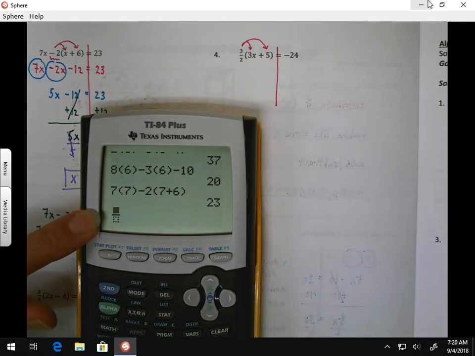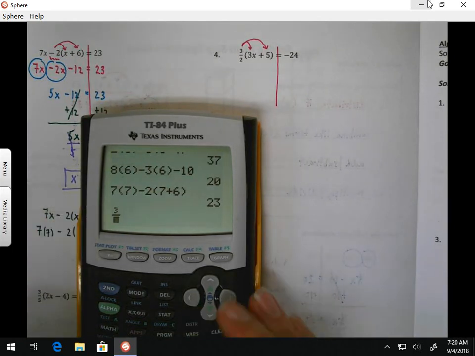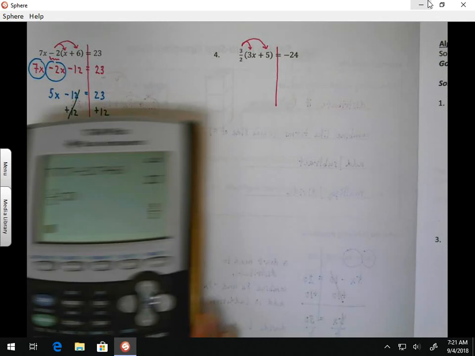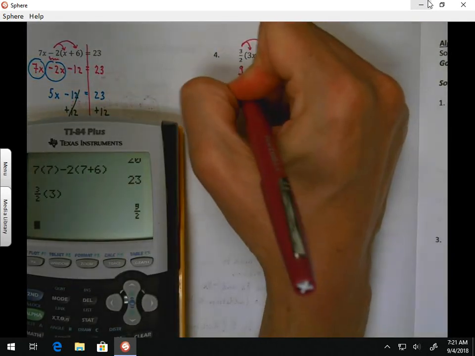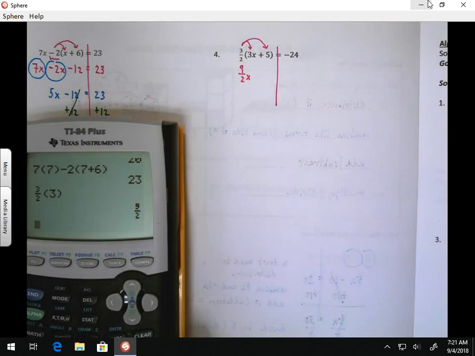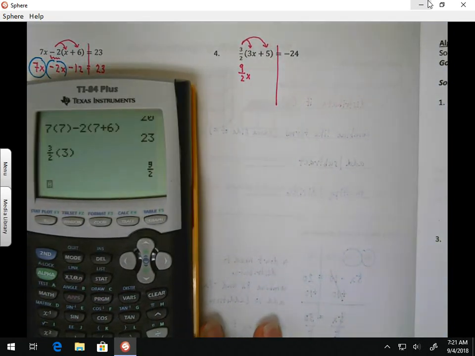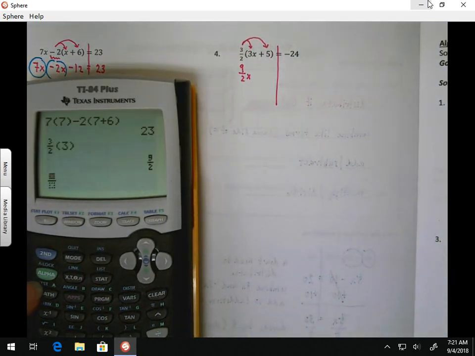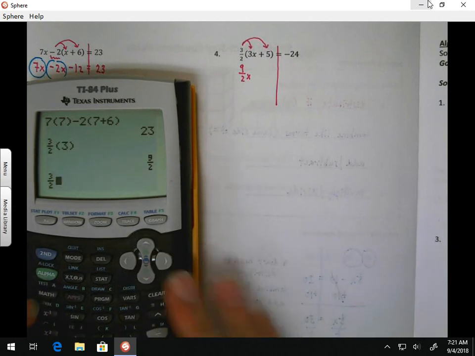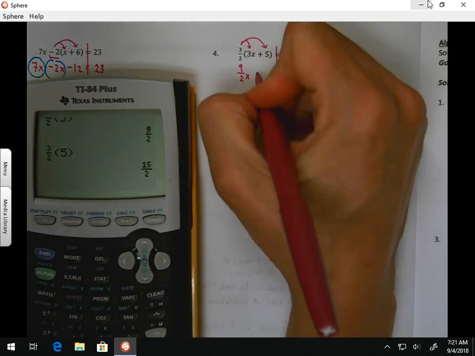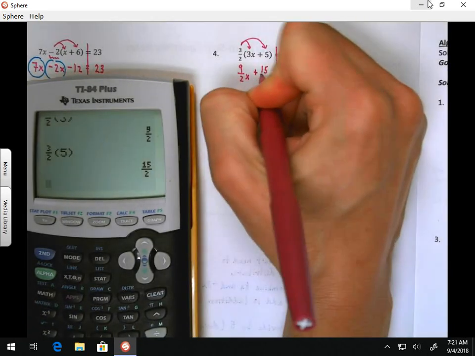So when I'm distributing, I know I'm multiplying, so I have 3/2 times 3, which gives me 9/2. So I have 9/2 x. Now again, I'm going to do alpha, put that in the window there, y equals, and I'm going to do 3/2 times, in this case, I'm multiplying by 5, and I get a positive 15/2.